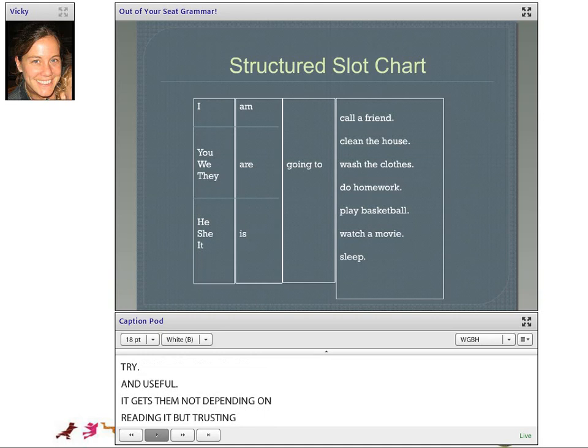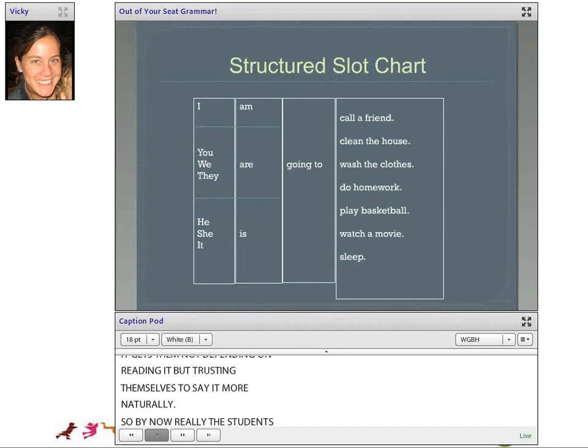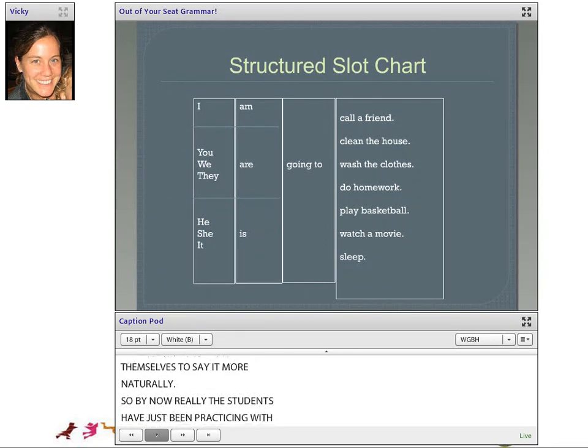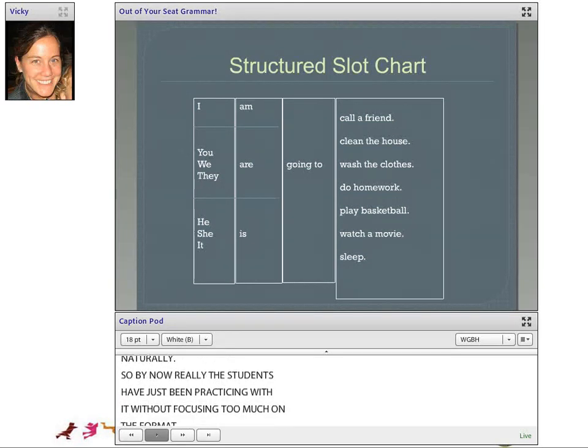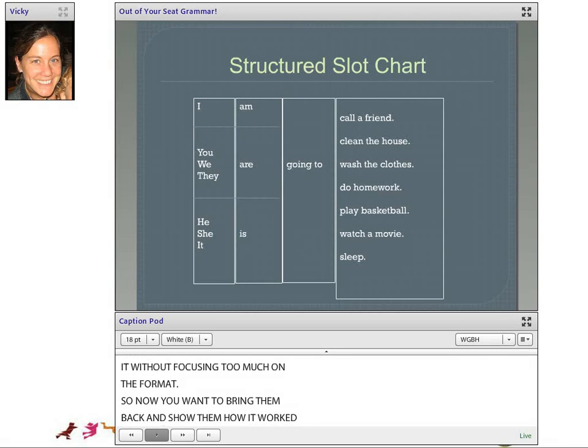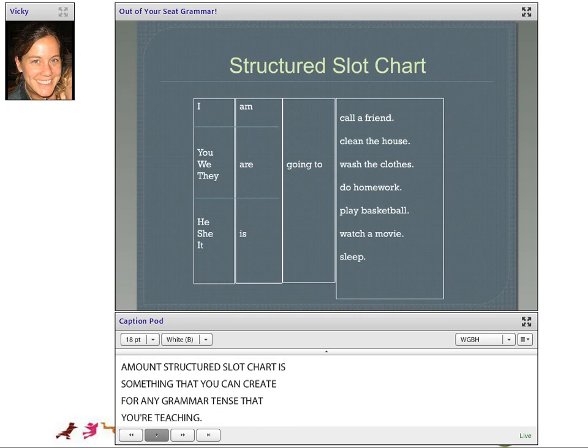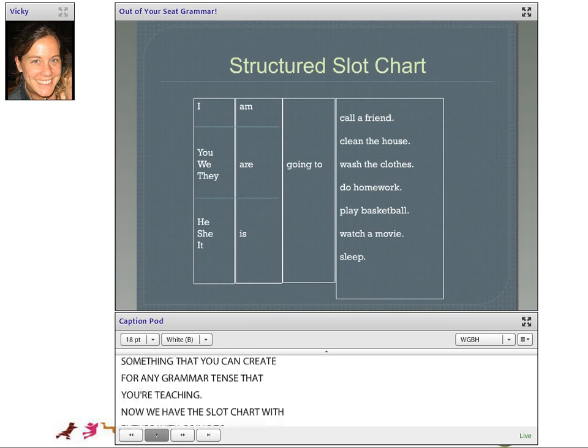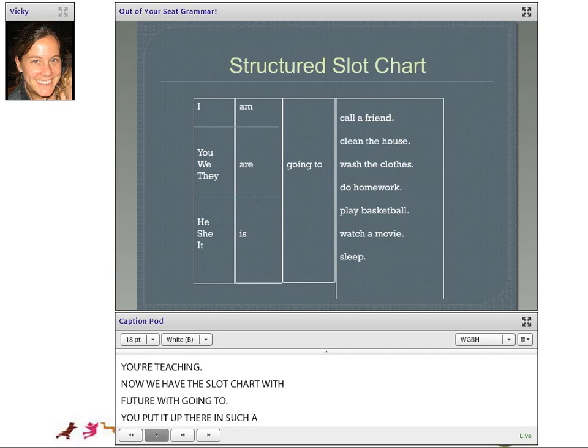So by now, really, the students have just been practicing with it without focusing too much on the format. And so now you want to bring them back to show them exactly how this works. A structured slot chart is something that you can create for any grammar tense that you're teaching. In this case, we have the structured slot chart for future with going to. And how it works is you put it up there in the chart in such a way that all a student has to do is choose a word from each column, and they are guaranteed to make a good sentence.